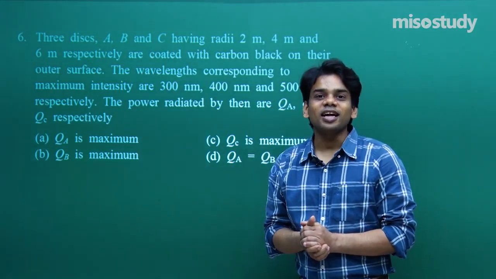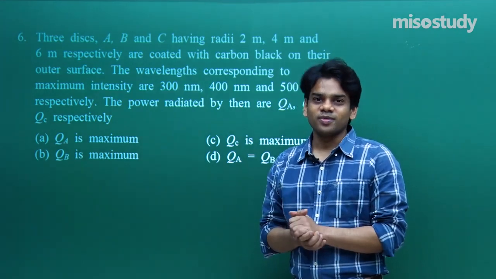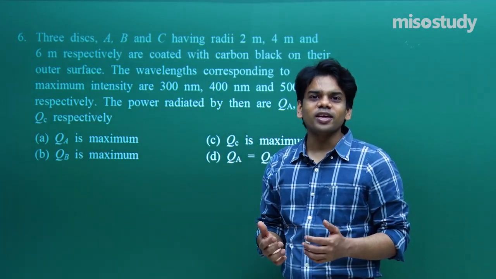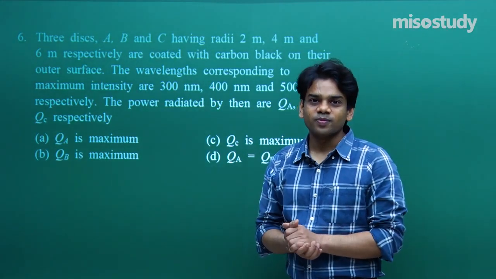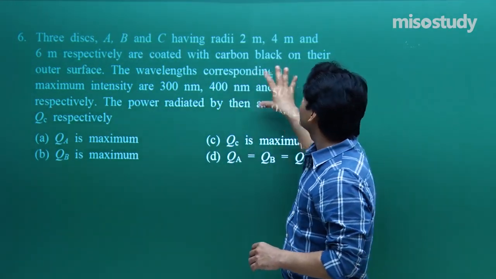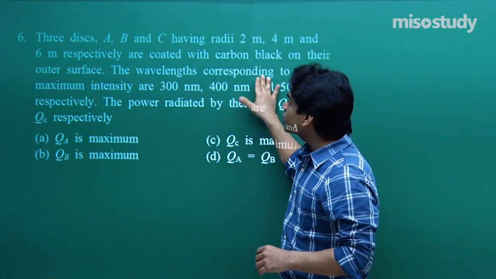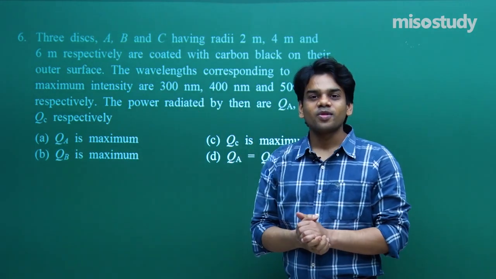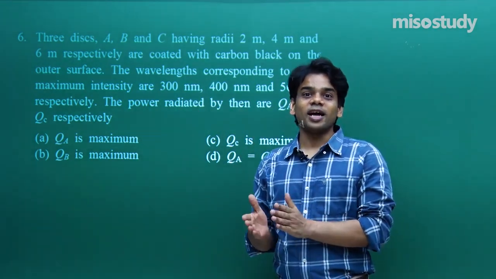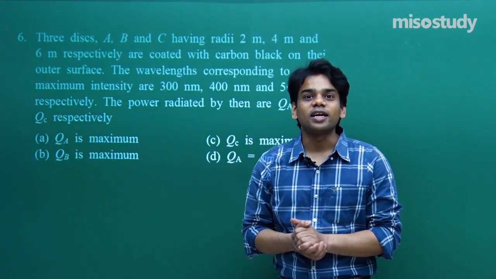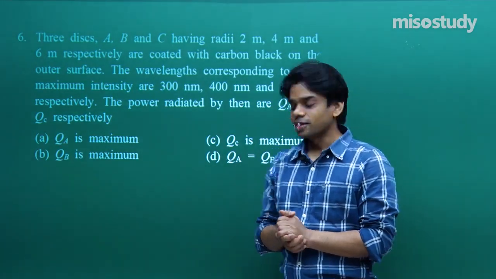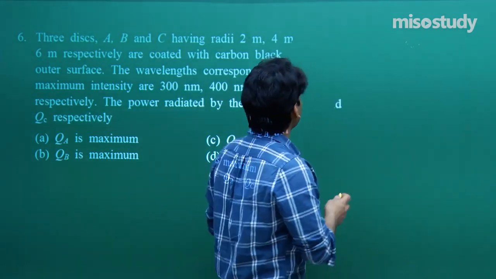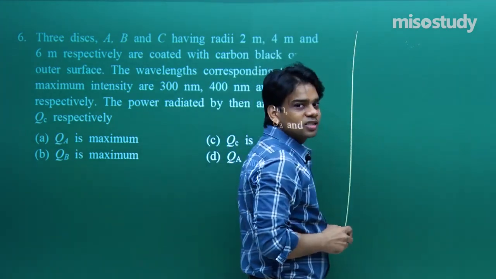Now see that it's given that all the 3 are of different radii. You see that it's a disk, and they are of different radii. If they are of different radii, it means they will have different surface areas exposed. Next, it's also given that the wavelengths corresponding to maximum intensity are 300 nanometer, 400 nanometer and 500 nanometer. For maximum intensity, you can use Wien's displacement law, that lambda m into T equals a constant. So I will use 2 equations, first from the Stefan-Boltzmann law and also from Wien's displacement law.